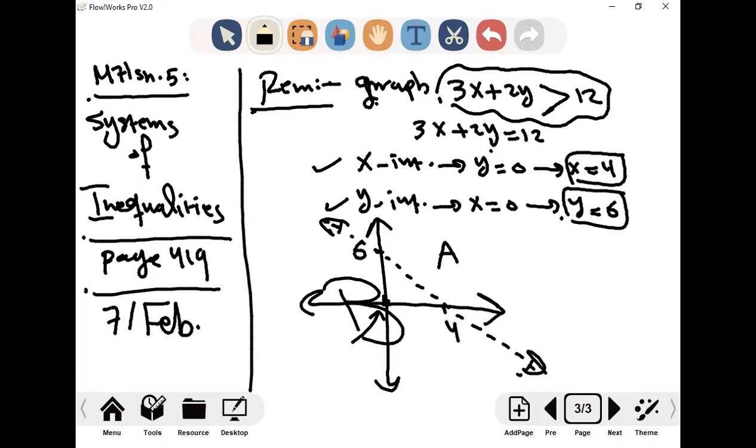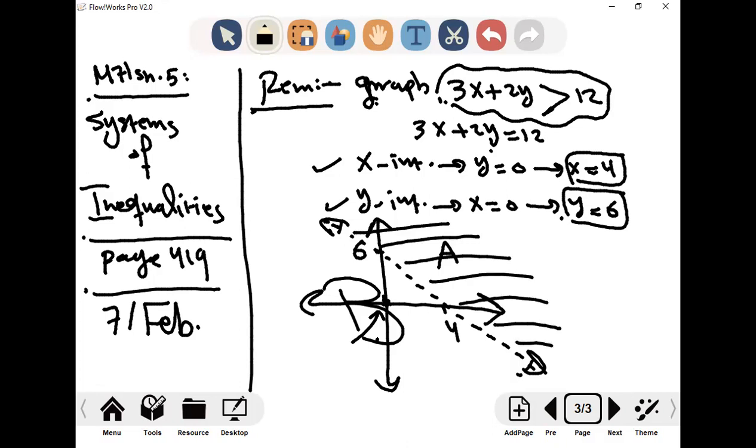Got it? And we have region A and region B. If 0, 0 belongs to B, we test 0, 0 here. If 0, 0 makes the inequality correct, then region B is the solution area. If not, region A is the solution area. So let's test. Put 0, 0 in place of x and y. 0 plus 0, 0. Is 0 more than 12? No. So area B is not the solution. Area A is the solution.